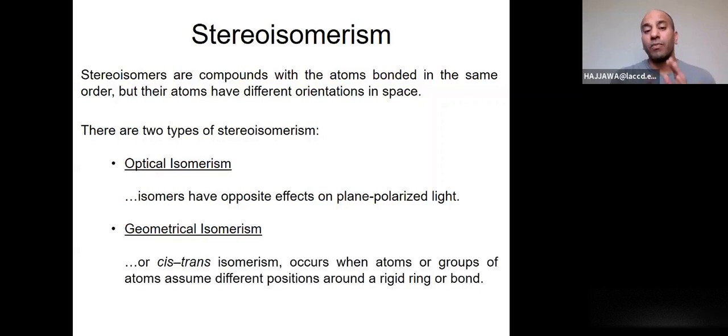The second type of stereoisomerism is geometrical isomerism. What is that about? It has to do with cis and trans. It occurs when atoms or groups of atoms assume different positions around a rigid ring or a bond, and that bond is usually a double bond. We've seen this term previously, and we know that alkene structures and cyclic alkanes are the two types of compounds in which we can use cis and trans isomerism. And that's where we would find geometric isomerism.